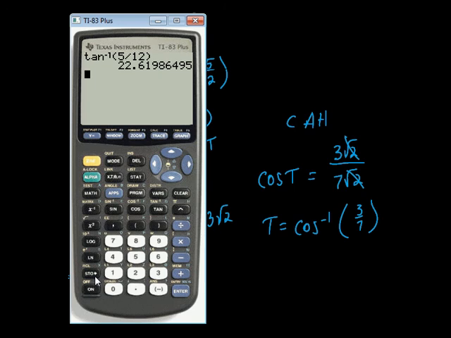Make sense? So I hit second function cosine, and then 3 divided by 7. Now again, if you have one of those regular scientific calculators, you would hit 3 over 7 equals, then hit second function cosine. So make sure you know how to operate your calculator. And if you have a quiz or a test, don't borrow somebody else's calculator that's different from yours, because you get used to doing it a certain way. Somebody else might use a calculator that looks a little different.